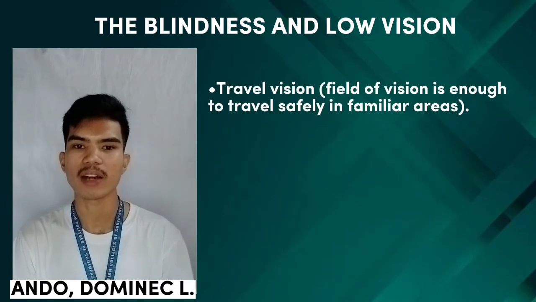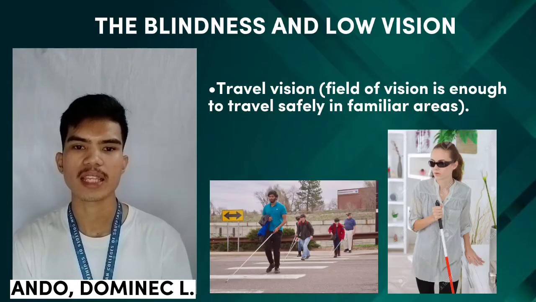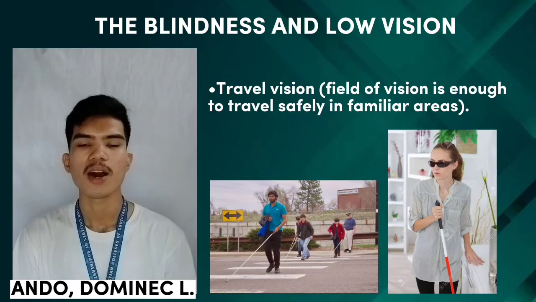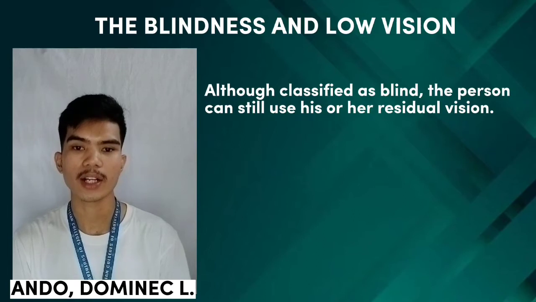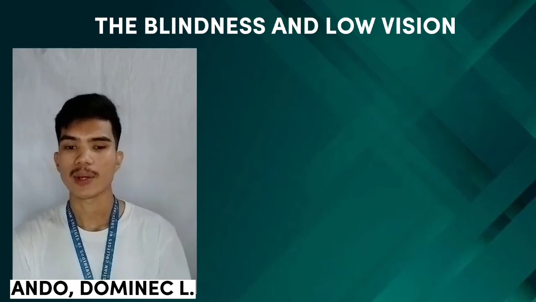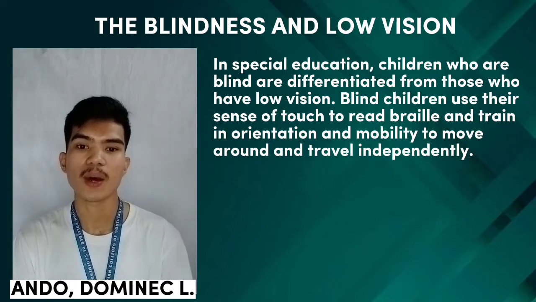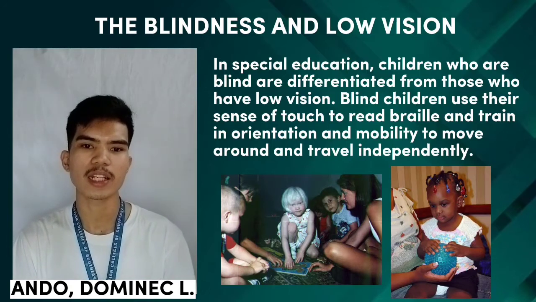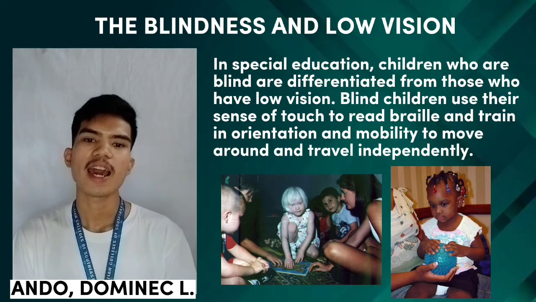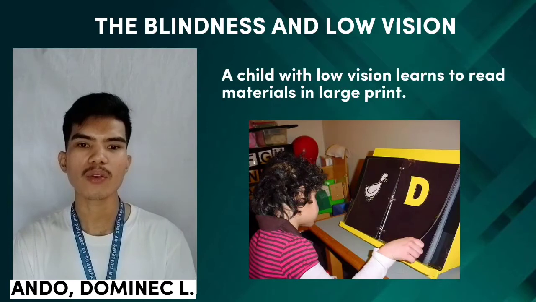And lastly, we have travel vision. So on this, the field of vision is enough to travel safely in familiar areas. Although classified as blind, the person can still use his or her residual vision. So in special education, children who are blind are differentiated from those who have low vision. Blind children use their sense of touch to read braille and train in orientation and mobility to move around and travel independently. A child with low vision learns to read materials in large print.